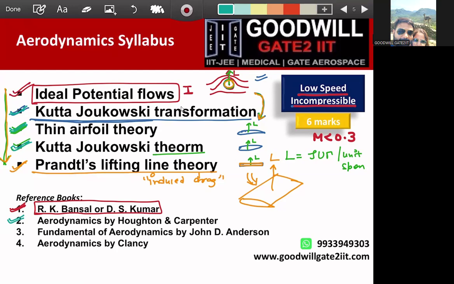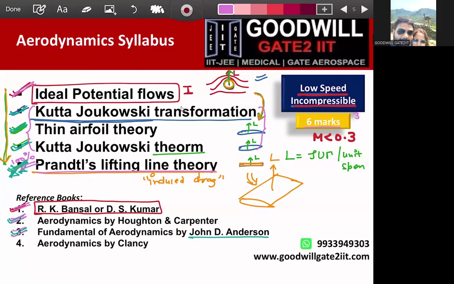And then the last topic, Prandtl lifting line theory, is a must and best given in John D. Anderson. So I hope you people understood now the sequence. This in D.S. Kumar or R.K. Bansal. Then these three remaining topics of thin airfoil theory should be done from Houghton and Carpenter. And the last one, Prandtl lifting line theory, is 100% you have to do. This is a fixed topic coming in your GATE exam. So out of six, you can imagine three will come from this topic itself. Should be done from John D. Anderson.